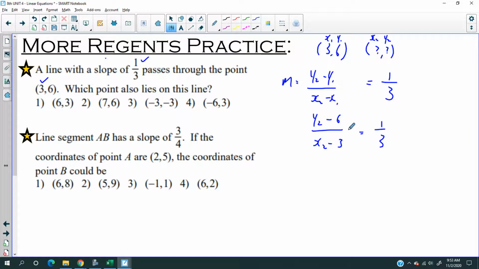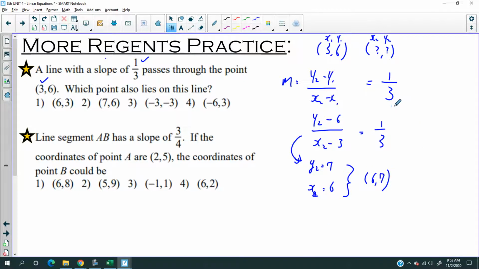So think about it. What minus 6 is going to give me 1? Yeah, 7. What about that x coordinate? What minus 3 is going to give me 3? Yeah, 6. That's it. So there's your point: (6, 7). Now, you can check your answer.